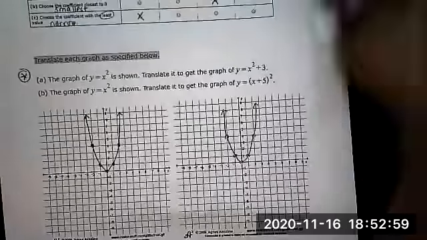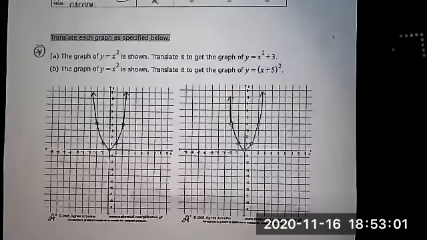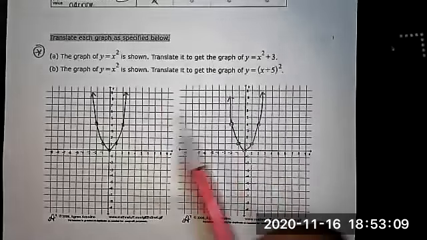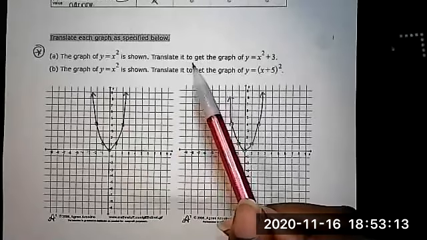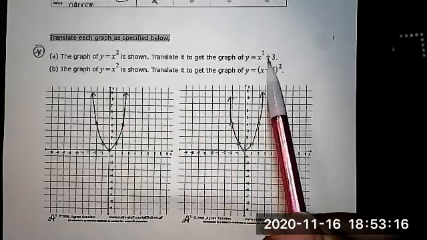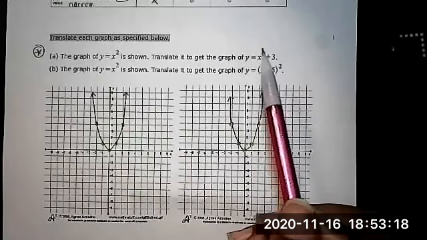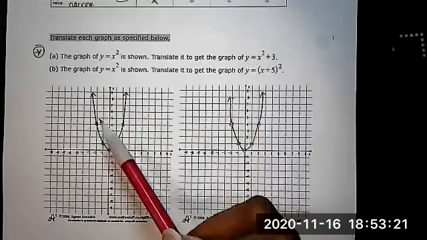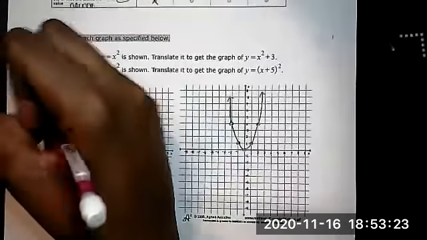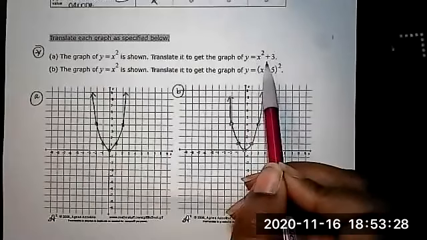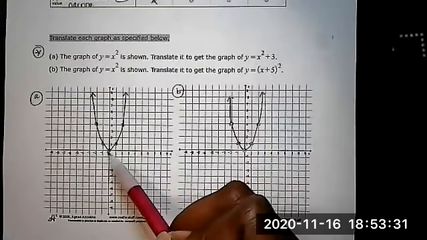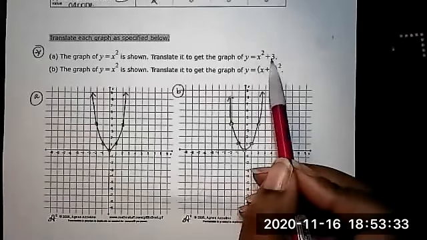So finally, on this page, we're just going to do a couple of translating problems. It says the graph of y equals x squared. This is the graph of y equals x squared. I kind of drew it in because it wasn't there. Translate to get the graph of x squared plus 3. Now, if this does not have a parentheses, so this is A, and this one, of course, is B, okay? If it does not have a parentheses in there, plus 3 means you took this graph and moved every point up 3, okay?